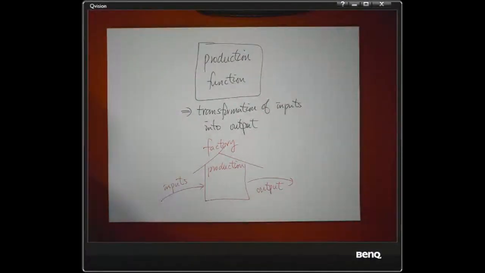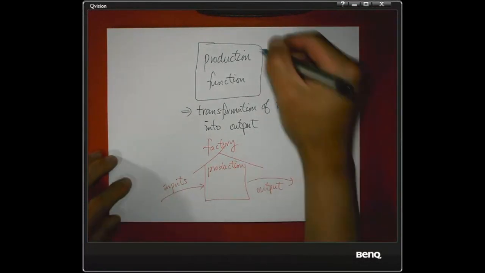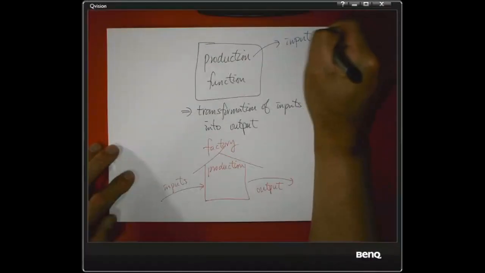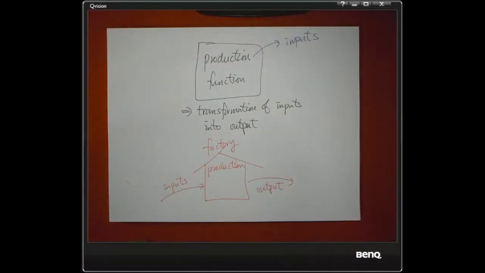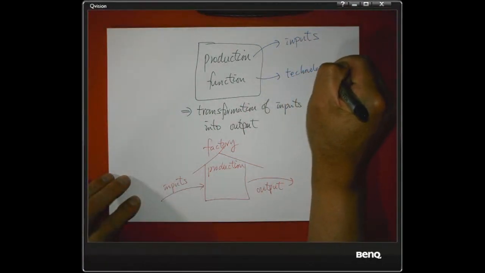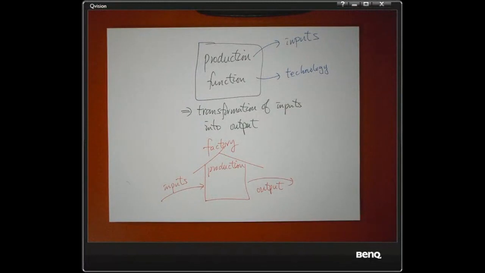So in the production function, what we have is first inputs. That is, what kind of inputs are required to produce output? And the technology. So with different technology, even though we have the same inputs, the output will be different.